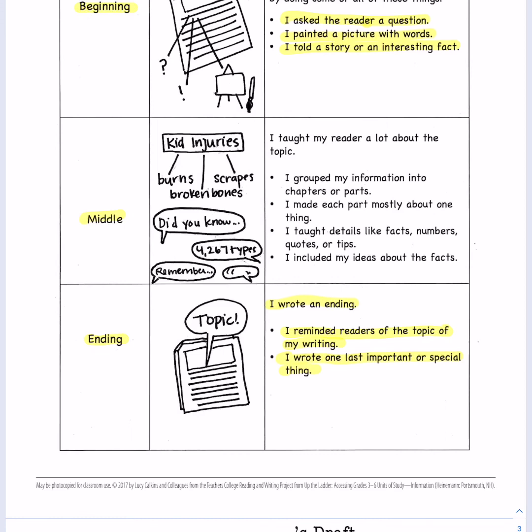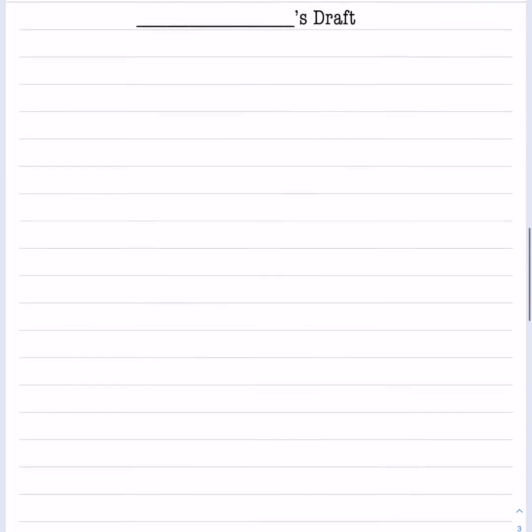But you're going to be writing within this note. So the last few pages is what you'll use. So you'll write your name up at the top, and then you will start your draft.